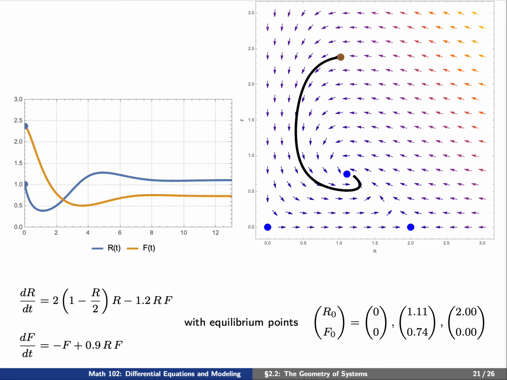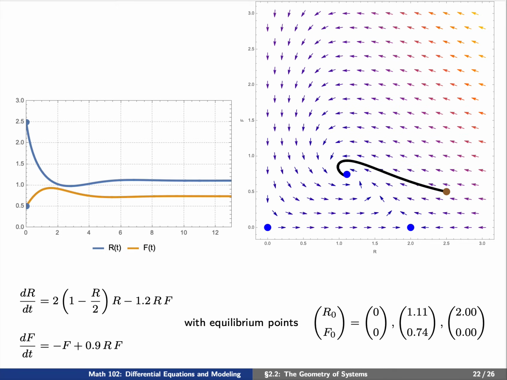But now let's take a look at what happens if we had a different initial condition. Maybe now the brown dot is over to the right-hand part of your screen. You can see here that the arrows still carry this black curve and spiral in towards one of the blue dots, the equilibrium point at 1.11, comma 0.74.